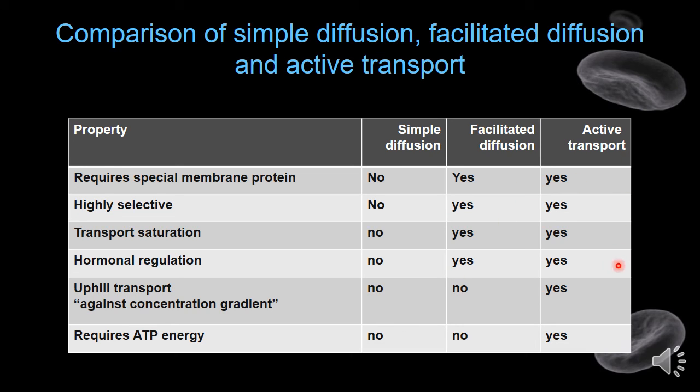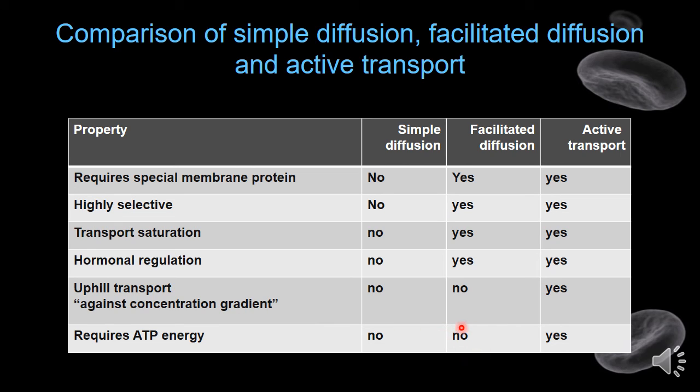If you go to active transportation, you can see it meets all the properties, all positive. It requires protein, it is selective, it is saturated, it is hormonally regulated, it moves material against its concentration gradient, and it needs ATP energy. And for facilitated diffusion, because it is diffusion, it moves the material from high concentration to low concentration. So there is no uphill transportation. There is no movement against the concentration gradient.